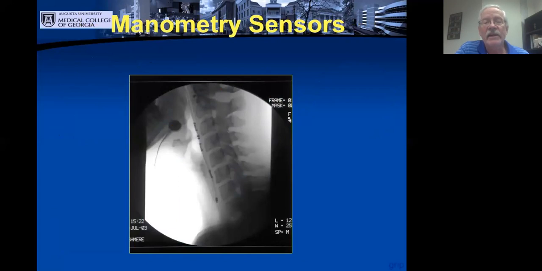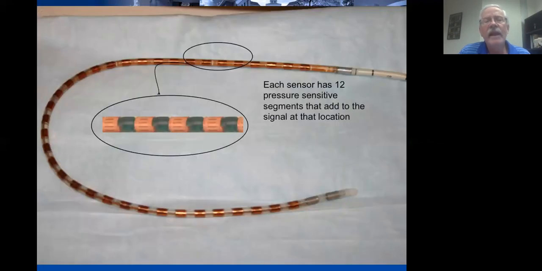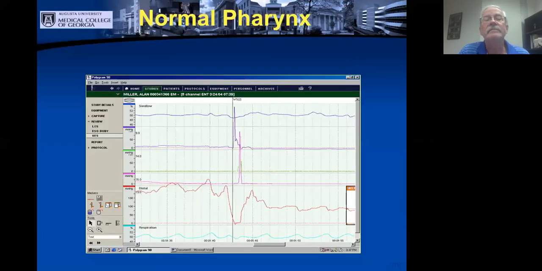These were the standard sensors used, and still used for many years, just a small number that we'd have to pull through at different areas, and this is the standard position of them up in the pharynx. This is a standard HRM catheter. Each of the 36 sensors has 12 different pressure-sensitive areas on it, so you acquire a tremendous degree of data using these catheters.